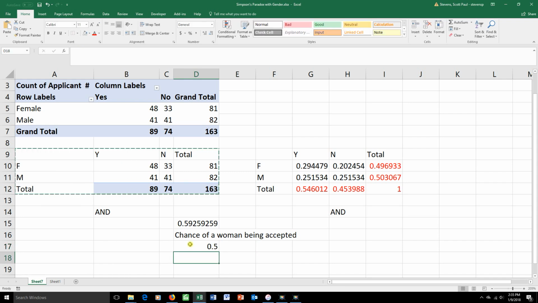And that comes out to be 50%. So overall, if there's evidence for discrimination, it seems to be going the other direction. 59% of women got accepted, while only 50% of men got accepted. But let's take a closer look.